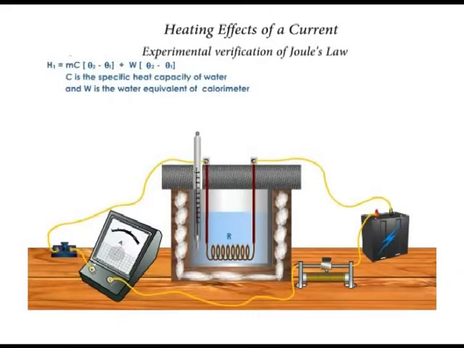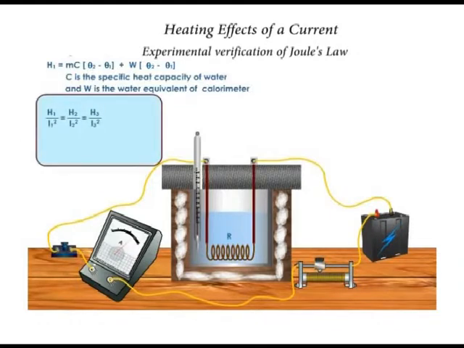He repeated the experiment for different values of current by adjusting the position of the slider of the rheostat and calculated the corresponding quantities of heat produced. He found that H1 by I1 squared is equal to H2 by I2 squared, which is equal to H3 by I3 squared. This means that H by I squared is equal to a constant, or H is proportional to I squared.